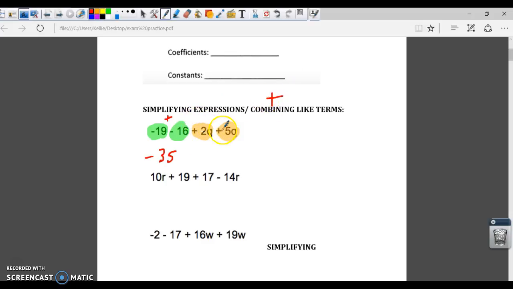You have a positive 2q and a positive 5q. Positive plus a positive is a positive, just add them together. So we have 7q altogether. You cannot do anything else with this. So for this section, combining like terms, that's all you're doing. Do not try to get q by itself. That's the wrong type of problem you're thinking of.